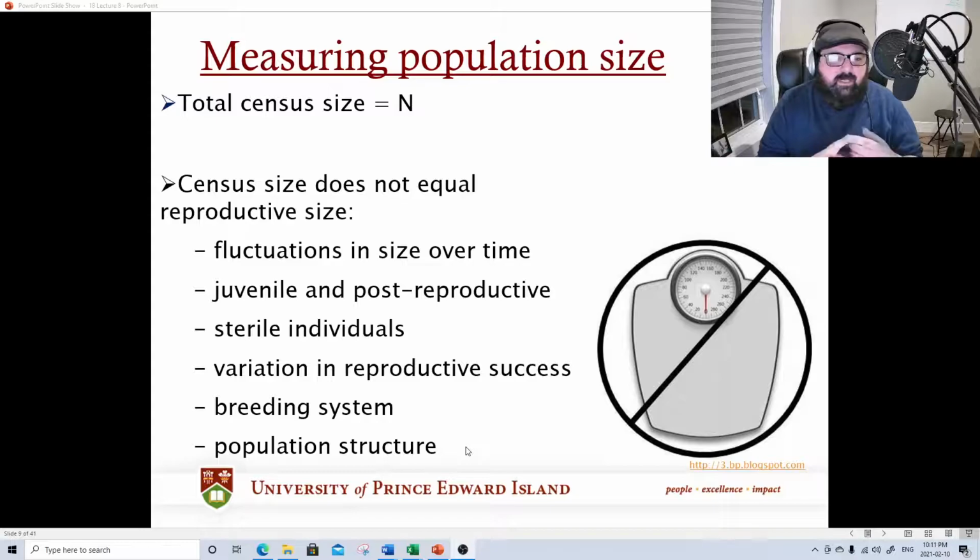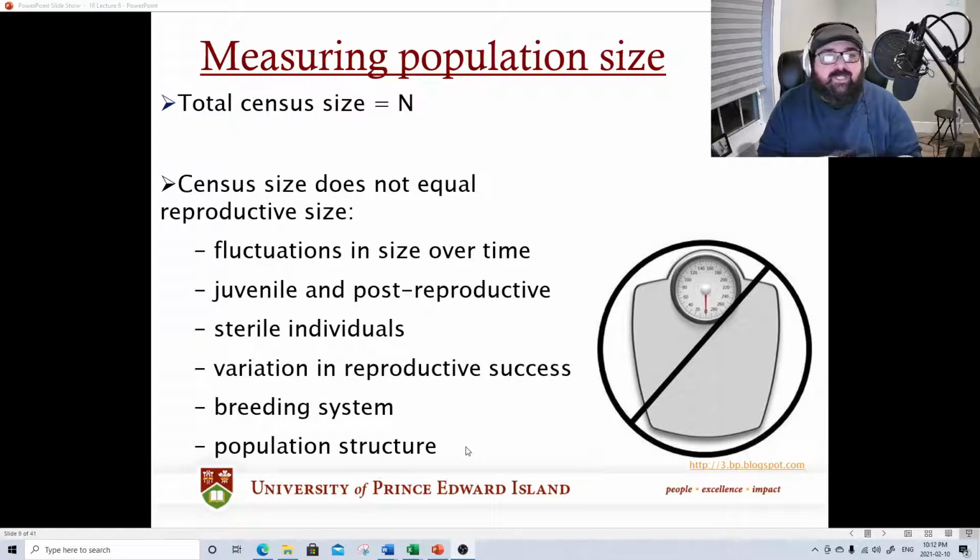Census size doesn't account for reproductive size because it doesn't understand fluctuations in size over time, doesn't look at juvenile and post-reproductive individuals. Obviously, they don't contribute in the same way because they're no longer able to create offspring. It doesn't look at sterile individuals, doesn't look at variation in reproductive success. That's really important. In a lot of lekking species of birds, where the males dance, two or three of the males will get the vast majority of the mating, and most of the males will get none. That's going to heavily impact genetic diversity.